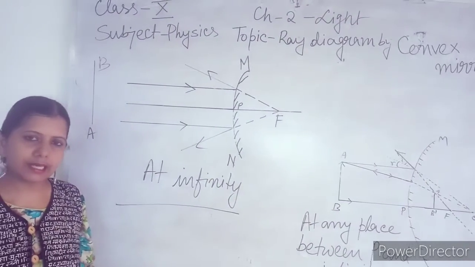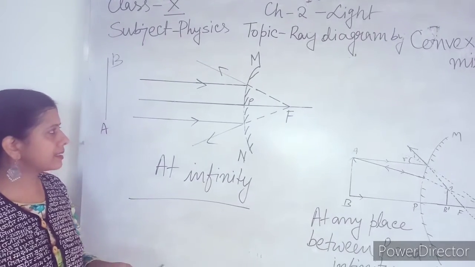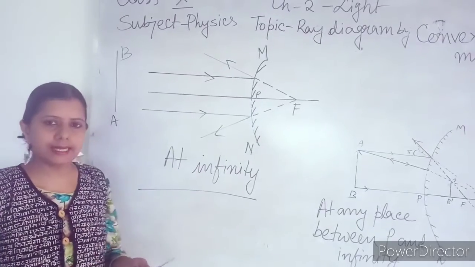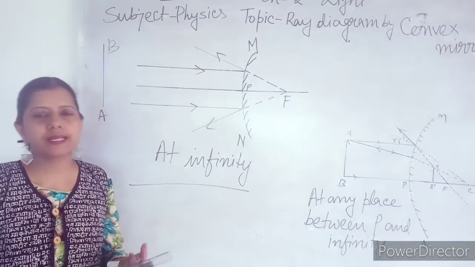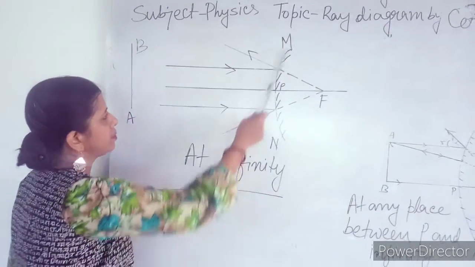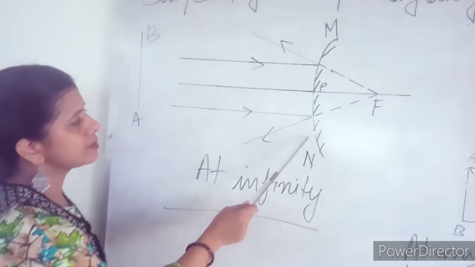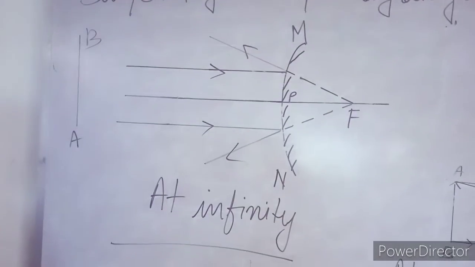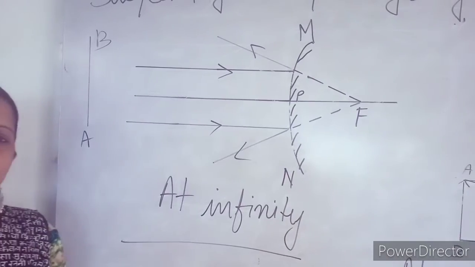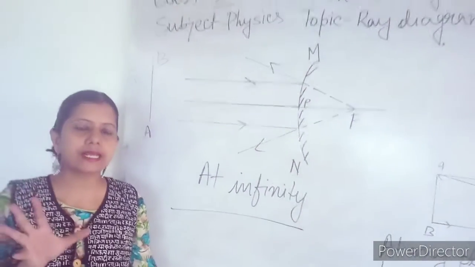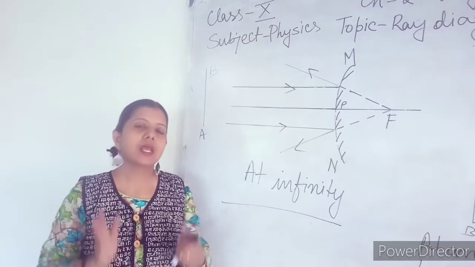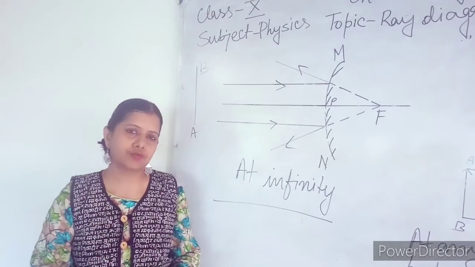In case of concave, you have seen that the side which was bulging inside, that portion was my reflecting surface. But in case of convex, the portion which is bulging outside, that is my reflecting surface. This is the difference. In case of convex mirror, there are only 2 ray diagrams. By 2 ray diagrams, I can make you understand the position of object and image and nature of image formed.